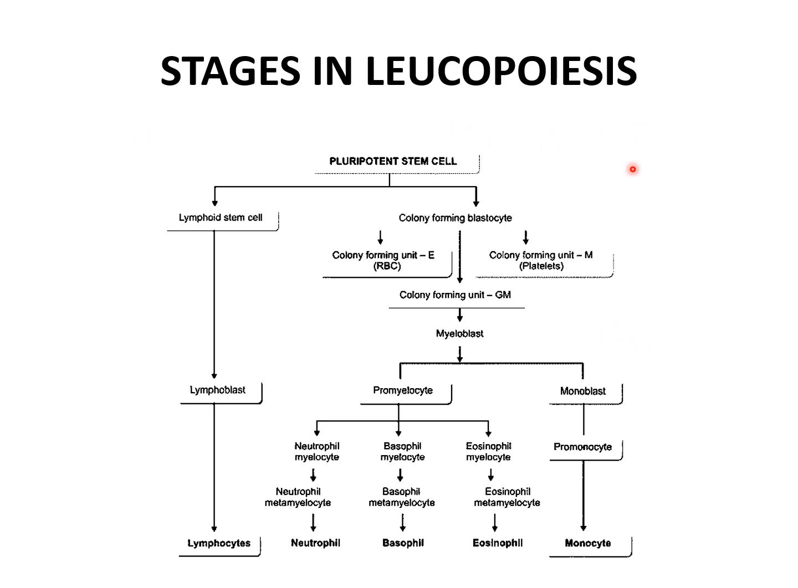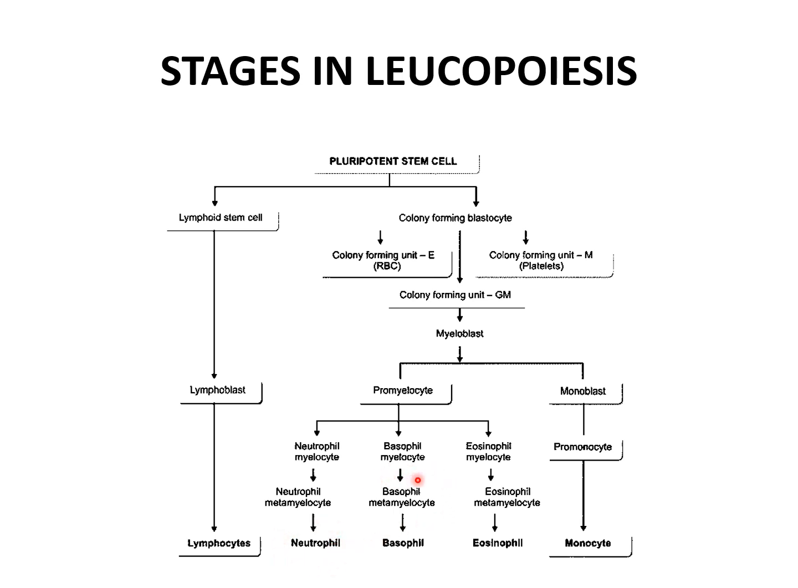So, stages in leukopoiesis. Colony forming unit GM: first of all, myeloblast. Myeloblasts give two types, promyelocyte and monoblast. From the monoblast, promonocyte develops, and from that monocytes are developed. Then promyelocytes are of three types: neutrophil myelocyte, basophil myelocyte and eosinophil myelocyte. From the neutrophil myelocyte, neutrophil metamyelocytes develop, and finally mature neutrophils are developed.